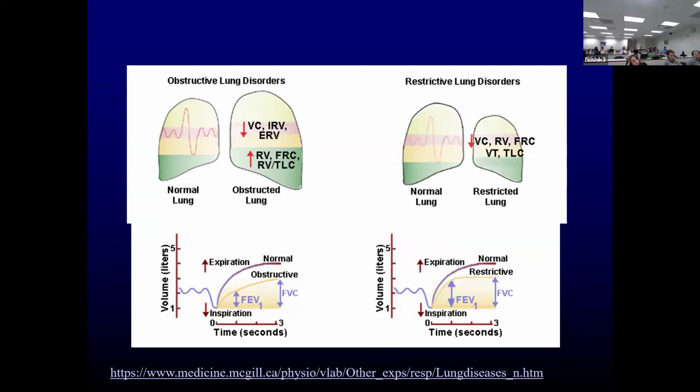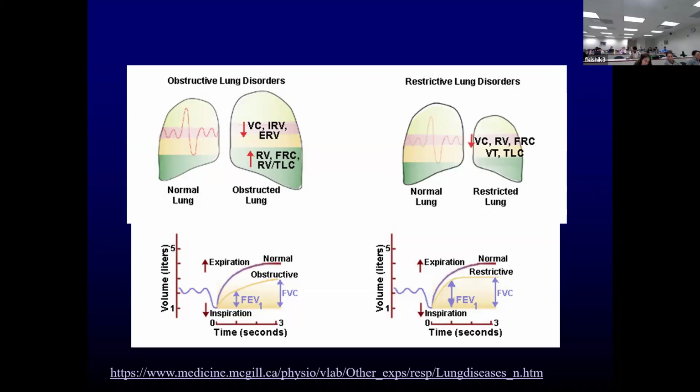This is the maneuver. This is normal. In obstructive lung disease, FEV1 is decreased. FVC will ultimately get decreased, but the ratio is decreased. In restrictive lung disease, the lungs are small, as shown here. In obstructive lung disease, TLC is increased. This lung is bigger, so that's why.